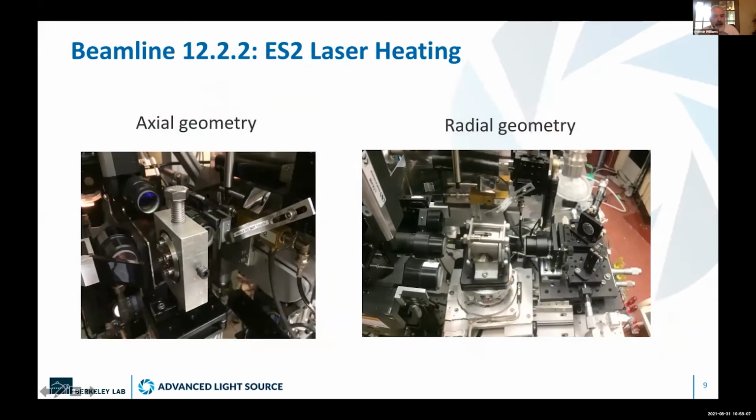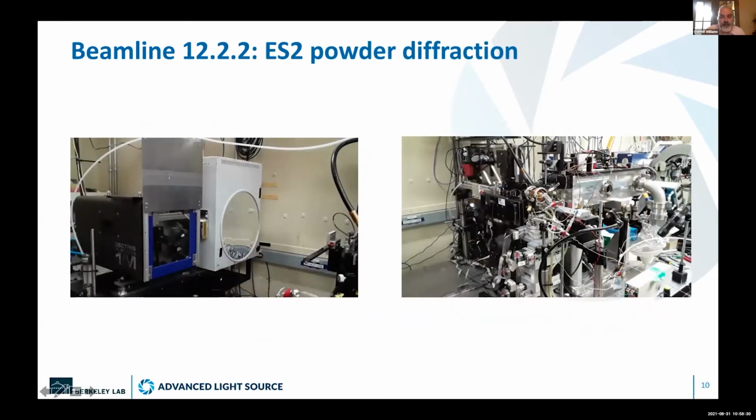And of course, we do laser heating in both the axial geometry, which is down the axis of force, and radial geometries, where the laser comes across from left to right here, and the X-rays go vertically on this figure. And I'll talk a bit about the radial diffraction aspects in a moment. And this is just to emphasize that we do powder diffraction as well, with a standard set of detectors and samples mounted over in here.